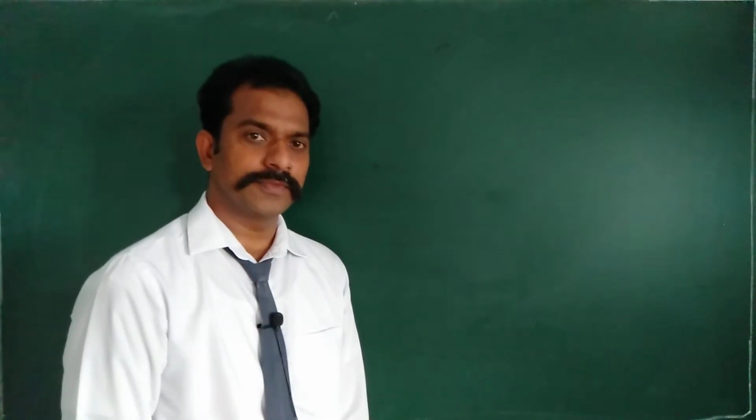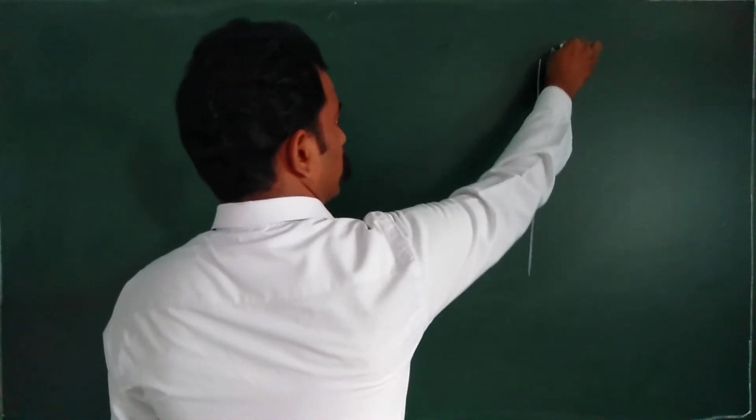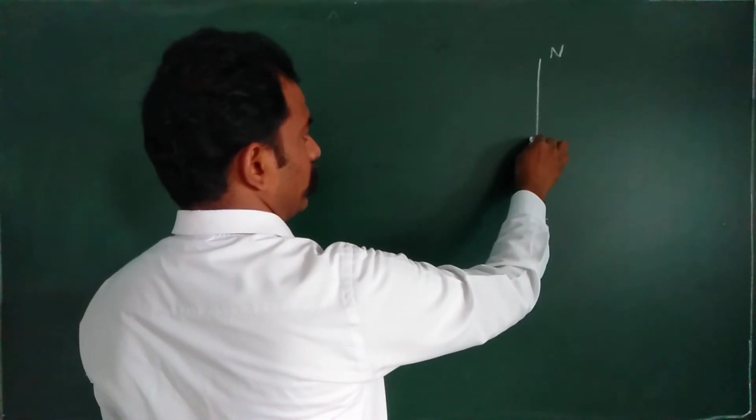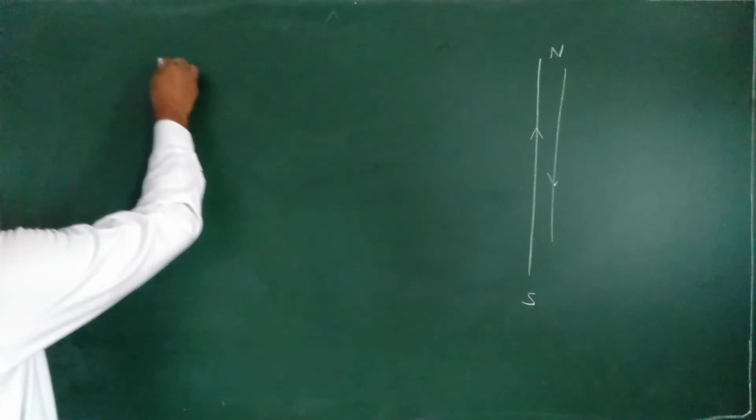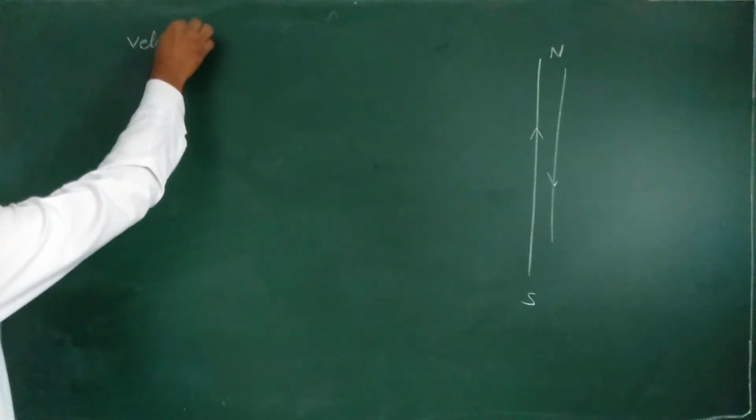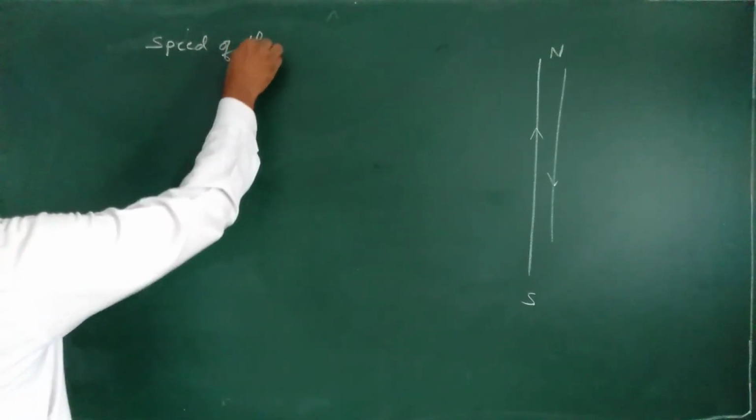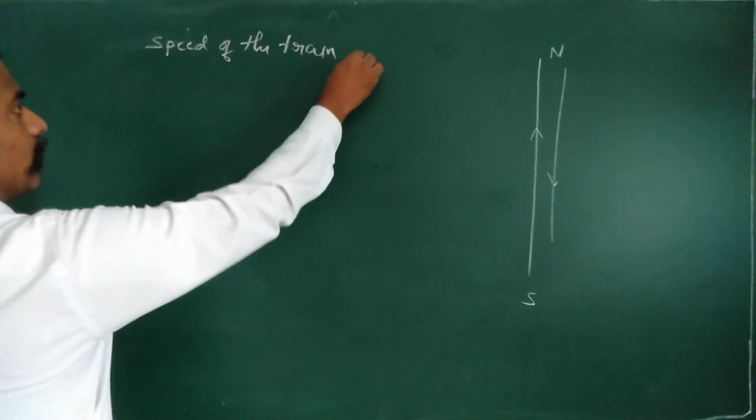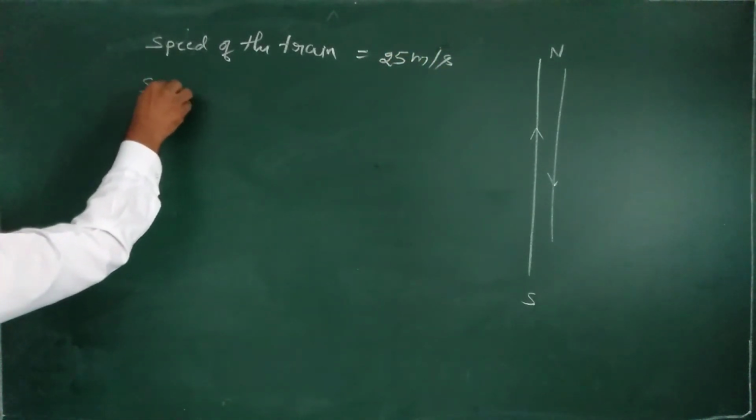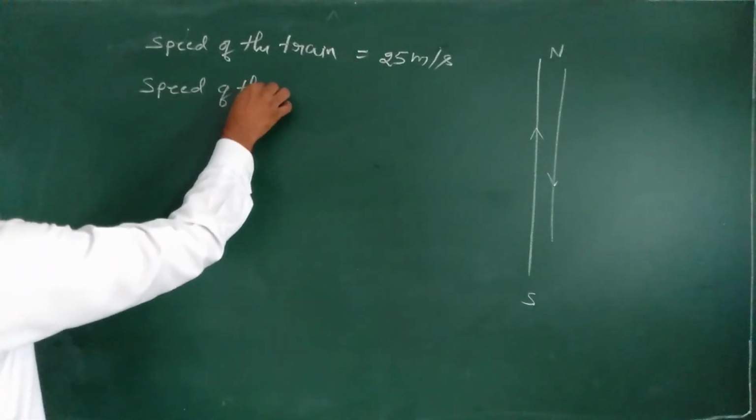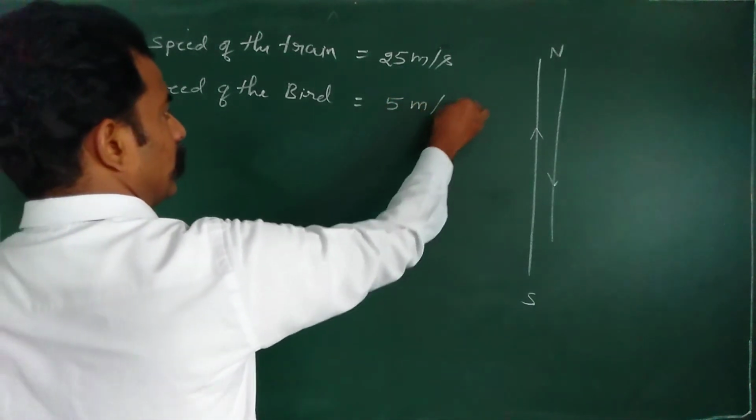Okay, look at the problem. So this is the north-south direction. The train is moving in the north direction and the bird is moving in the opposite direction, due south. Now look at the problem here. What is the given speed of the train? The speed of the train is equal to 25 meters per second. With what speed is the bird flying? The speed of the bird is equal to 5 meters per second.